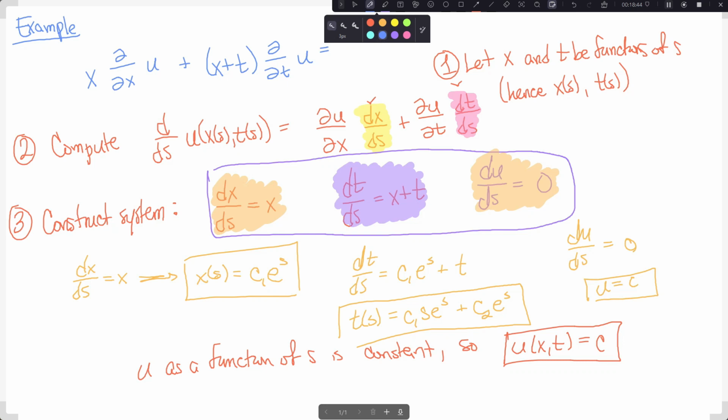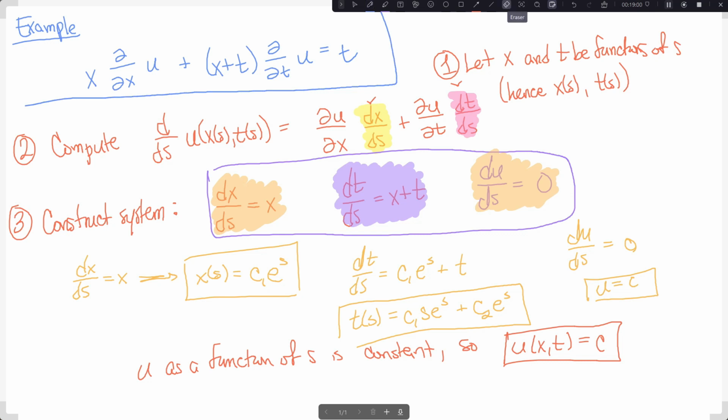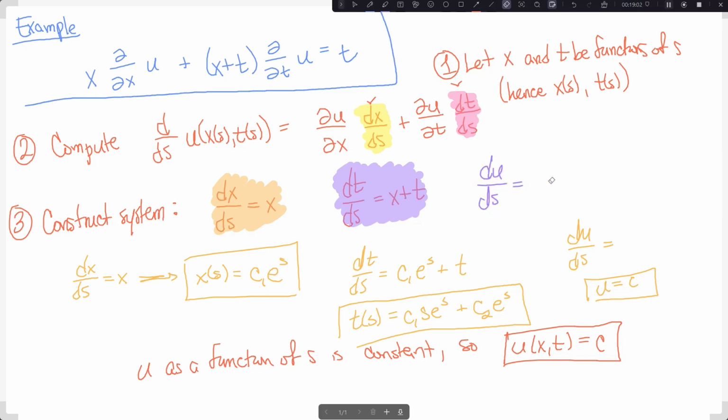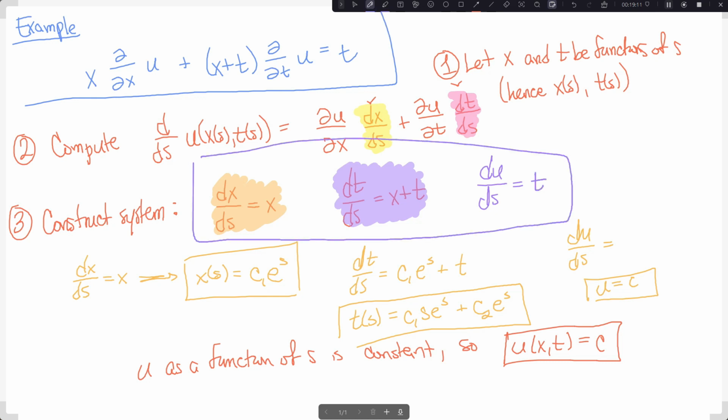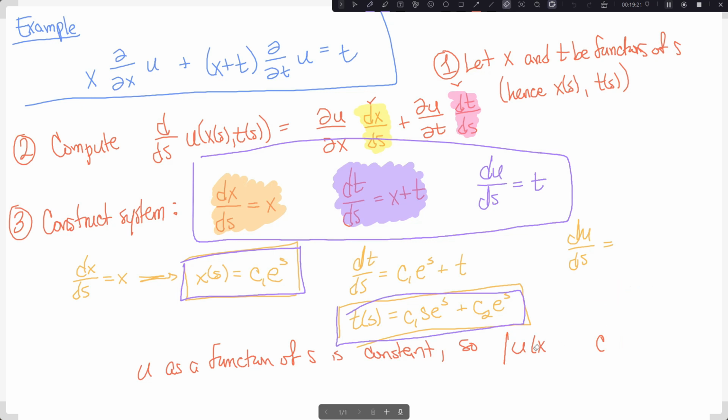Let's say that instead of being equal to a constant, on the right-hand side this was equal to t, for example. So let's say that would modify my term right here, du/ds, instead of being equal to 0, du/ds is now equal to t. And I still have my full system. But now I have to work in terms. I know how to solve for x, I know how to solve for t, but now u is a little bit trickier.